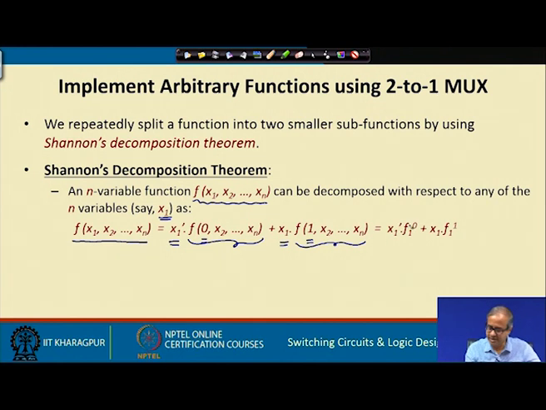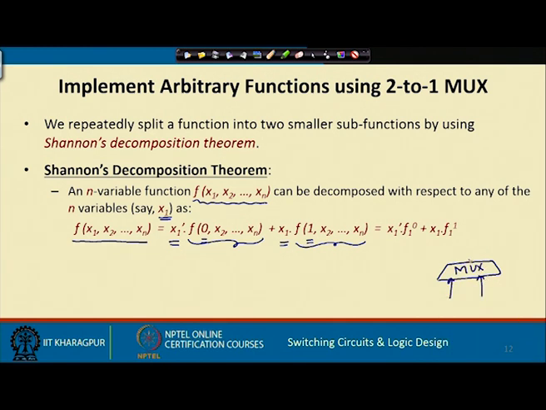Now, you see, if I think in this way, suppose I have a multiplexer here, a 2 to 1 multiplexer. I have 2 inputs, 1 output and a select line. Suppose I connect x1 to the select line, and the output represents my function f. Now, if I connect f1 0 here and f1 1 here, does not this multiplexer implement this? If x1 is 0, then f1 0; if x1 is 1, then f1 1.